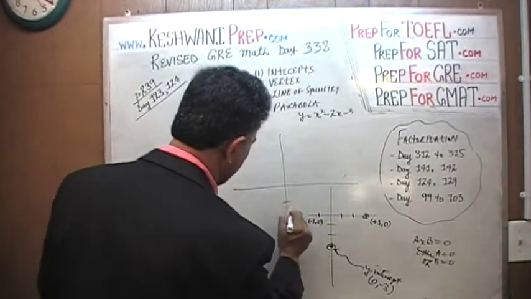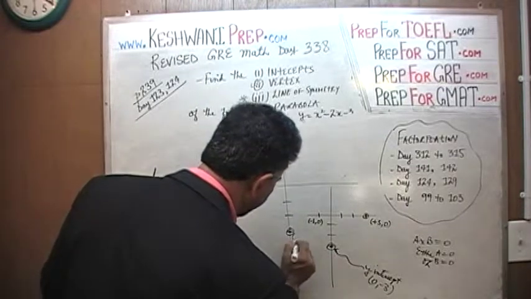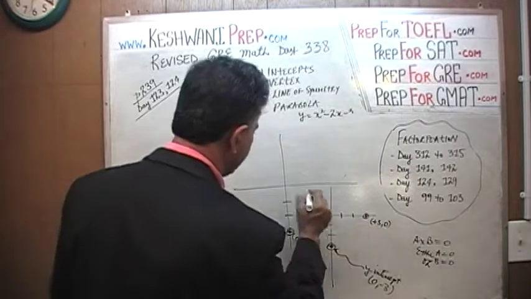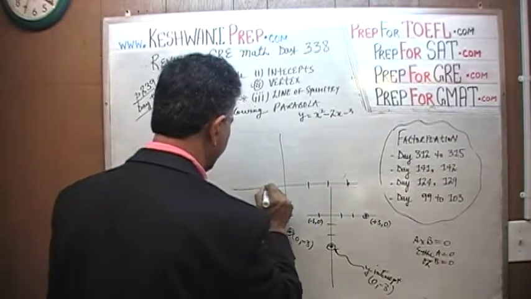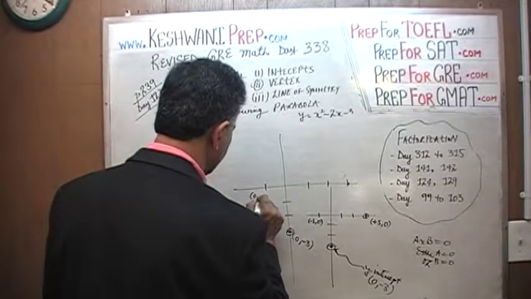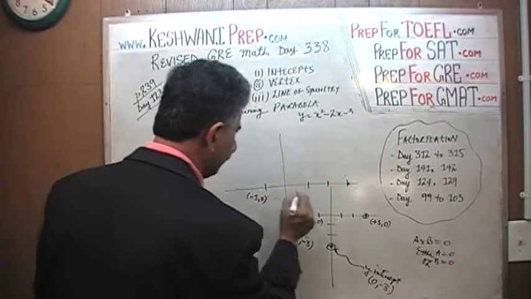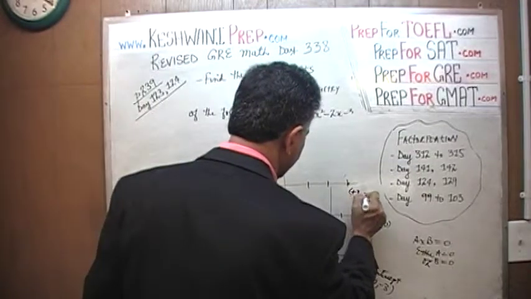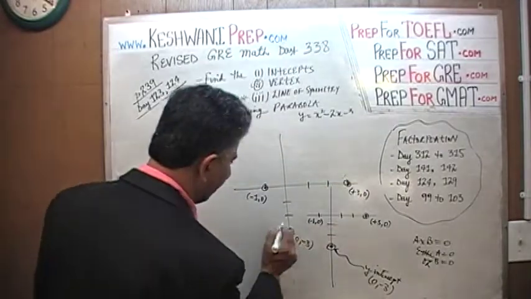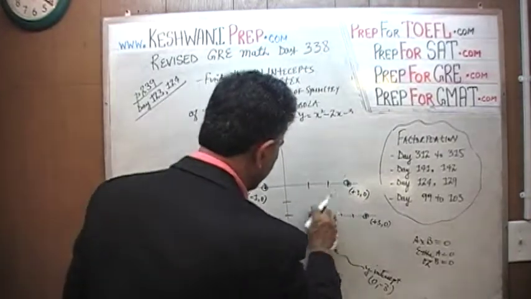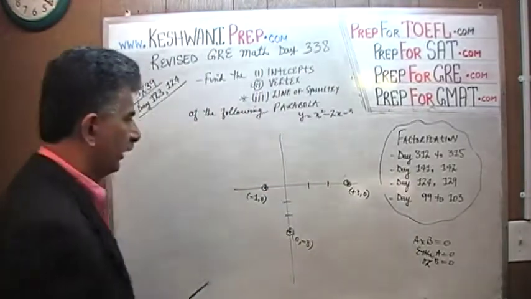We have 0 and negative 3, the y-intercept. And then we have positive 3 and 0, and negative 1 and 0. So these are our x-intercepts, and this is our y-intercept. Now let's talk about the line of symmetry.